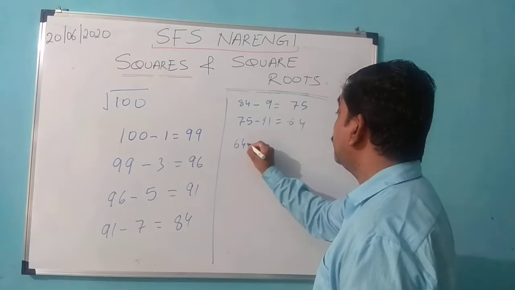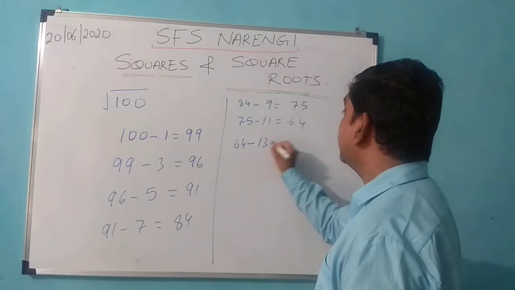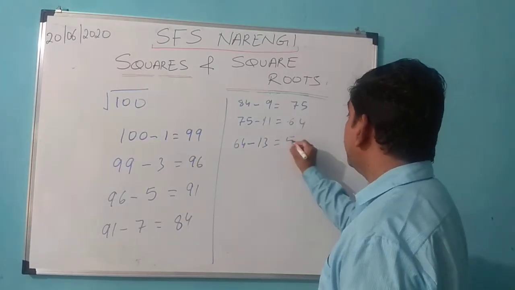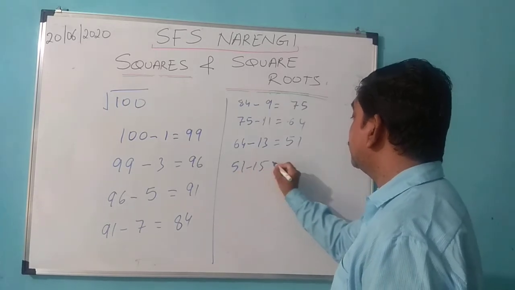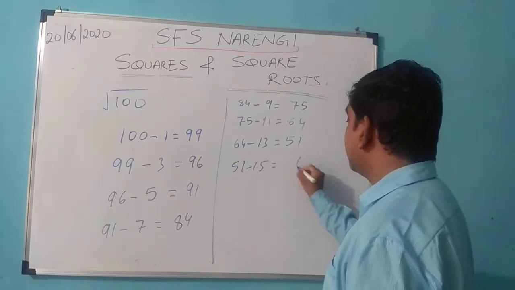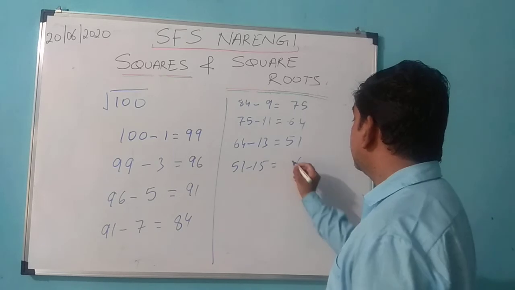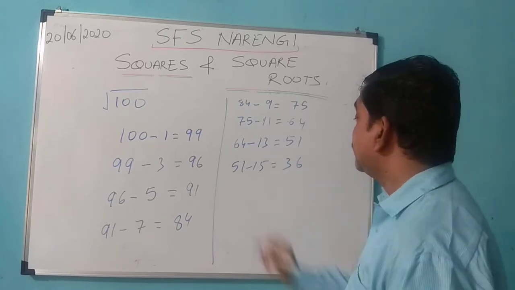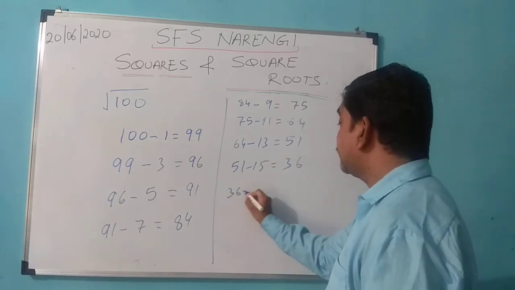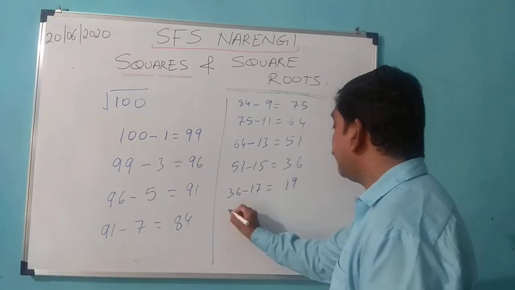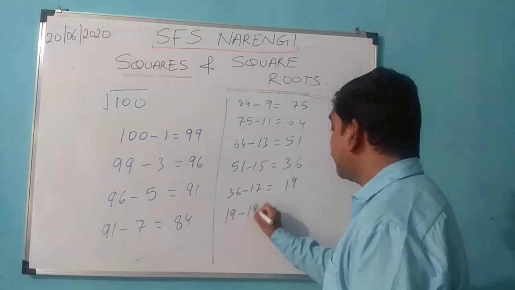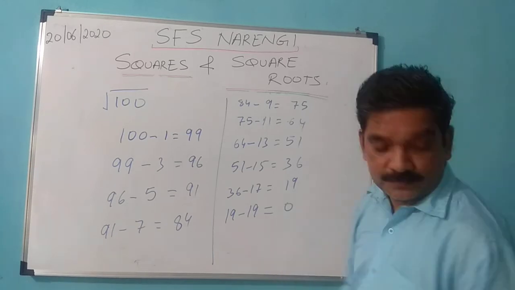Then 64 minus 13. I will get 51. 51 minus 15, I will get 36. Then I will subtract 36 minus 17. I will get 19. Then I will write here 19. 19 minus 19, I will get 0.